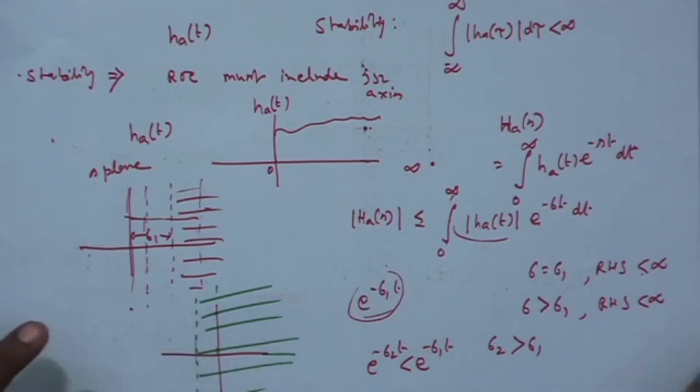From this, we will arrive at the concept of poles and zeros for these systems, rational systems here. Okay, and then we will talk about analog filters.